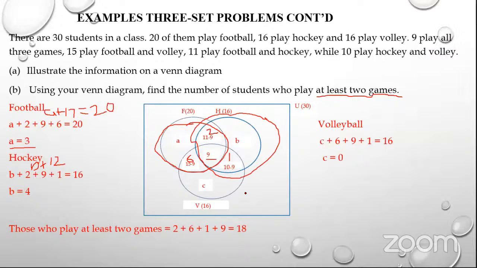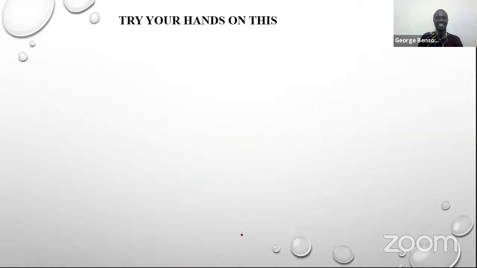All right, our time is up, so I'm wrapping up with this one. Please pay attention: the question said at least 2 games. At least 2 means 2 or more. So it will be this region plus this region plus this region, which is for exactly 2, but because it says at least, you must add the region for all 3 sets. So we have 2 plus 6 plus 1 plus 9, which is equal to 18. So I'm actually done at this point.